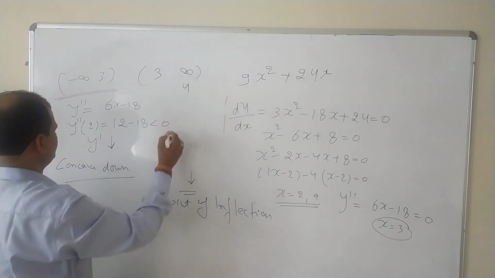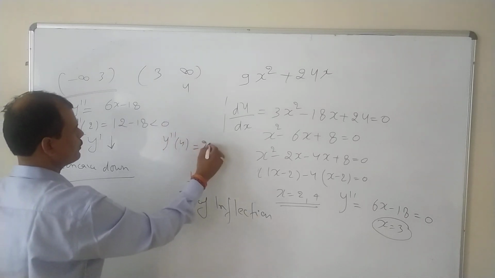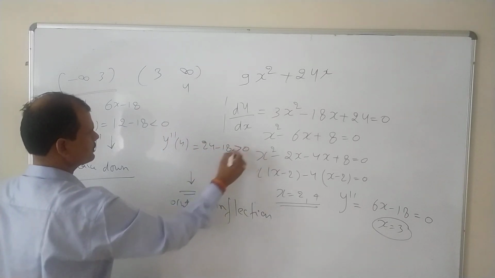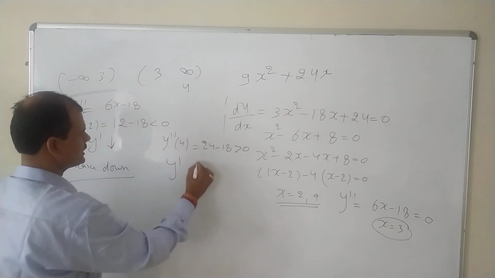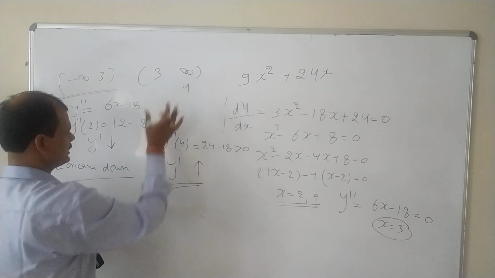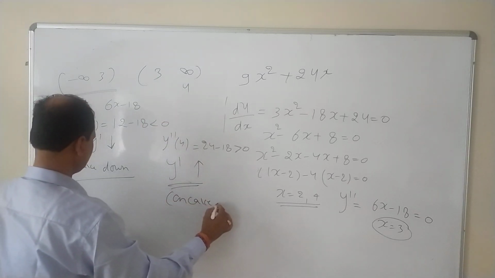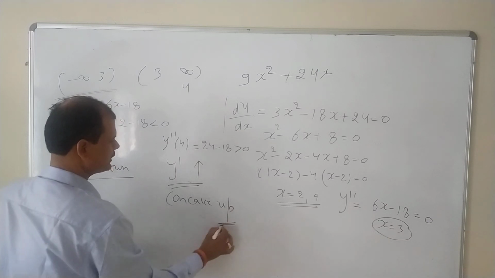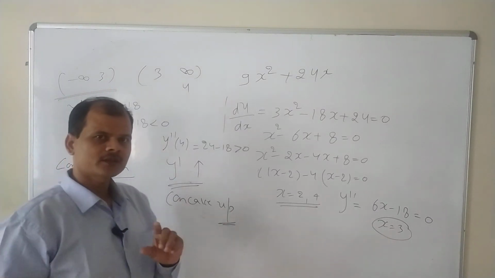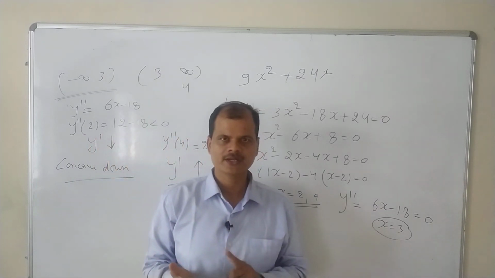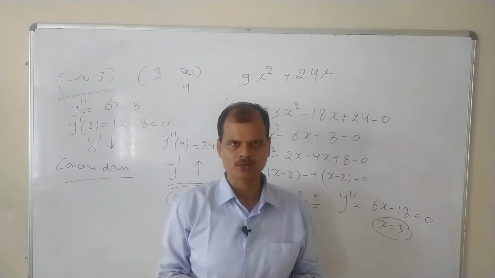I will take 4 here. So y'' at 4 equals 24 minus 18, positive. So your y' is an increasing function in this particular subinterval. So this is called concave up. Fine. So for this given function we have seen critical points, increasing function, decreasing function, point of inflection, concave up, concave down. Fine.